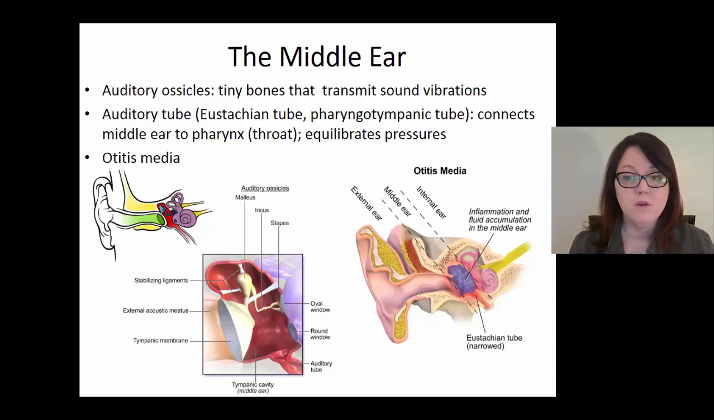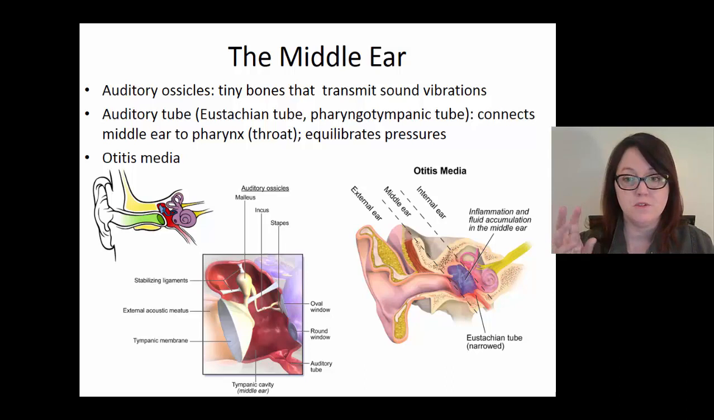Now, the middle ear, because it's connected to your throat, is very easily susceptible to infection. So your pharynx or your throat contains a lot of bacteria. And that bacteria can travel up the eustachian tube into the middle ear. Now, children are at a higher risk for otitis media or a middle ear infection, and this is because they have an underdeveloped immune system, so it's harder for them to fight infections, but also because that eustachian tube is really short, and so it's a very short distance for the bacteria to travel from the pharynx to the middle ear.